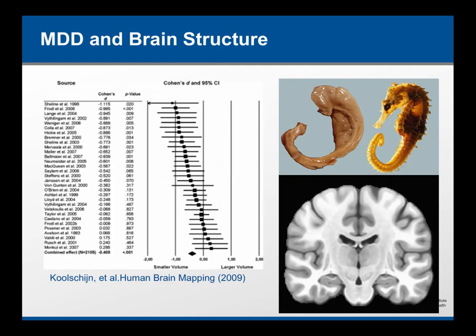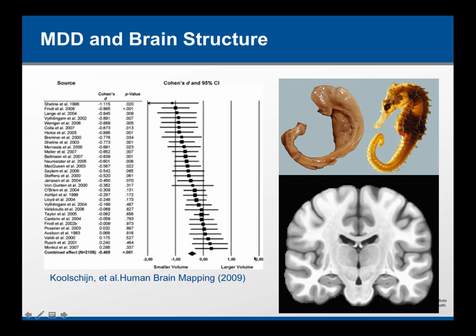From the literature, the most robust volumetric finding over the years has been changes in hippocampal volume. So the hippocampus is the structure right here. It's curved, and it's multiple layers of tissue folded in upon itself. It kind of looks like a seahorse, and hippocampus is actually the Greek word for seahorse. And on an MRI scan, it shows up as this region right here.